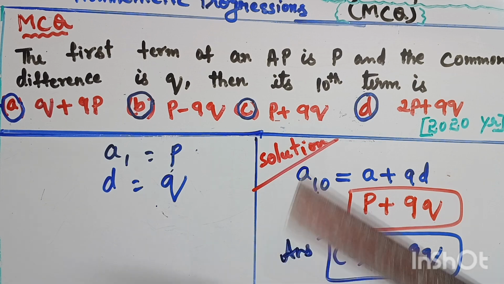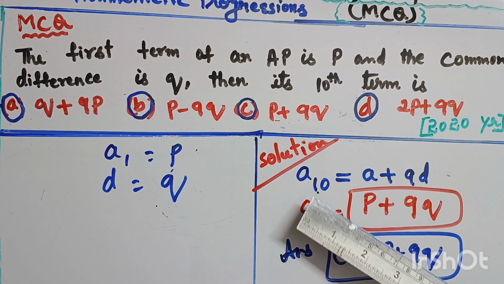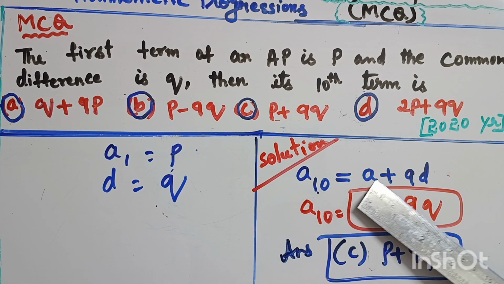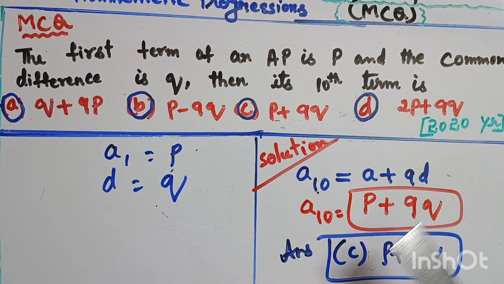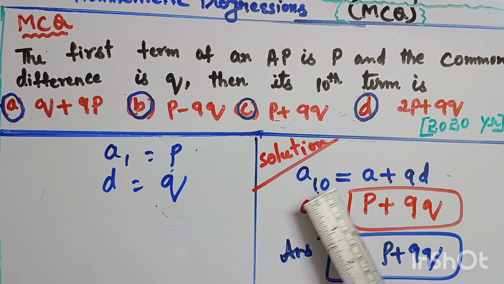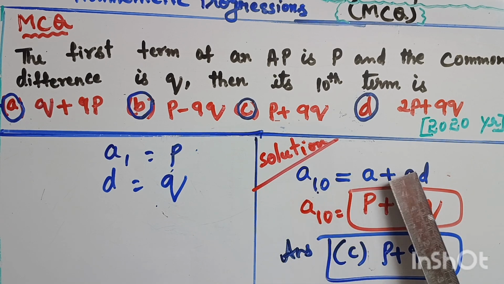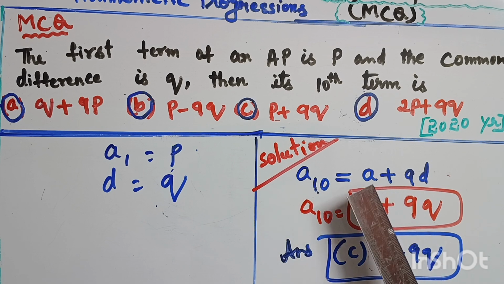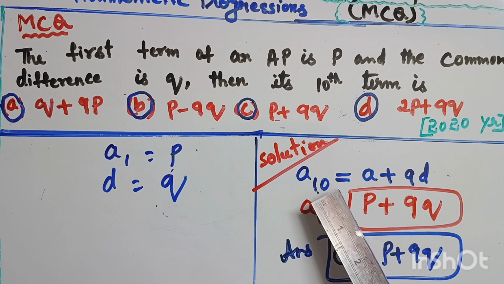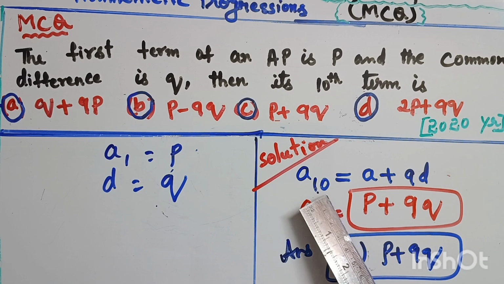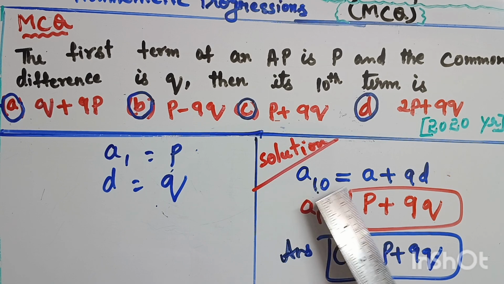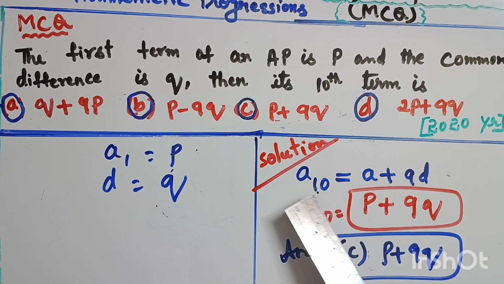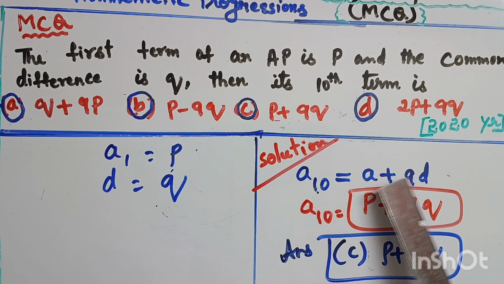So we'll write the 10th term. 10th term means A10 is equal to A plus N minus 1 into D, the formula. Here, if it is 10, we have to write 9. If here 7, 7th term means we have to write 6. It is one number less. So A10 is equal to A plus 9D. If here 9, then here becomes 8. If here 5, then here becomes 4.